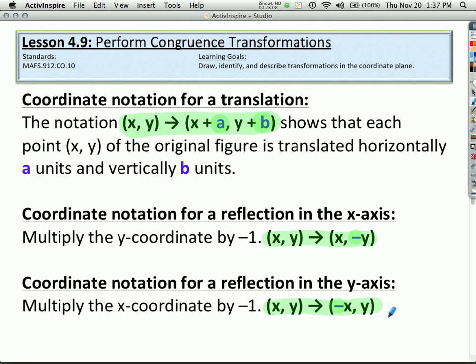Now, you're going to see some rotations in your homework, but I'm not going to touch on rotation in the lesson because you don't use coordinate notation for rotations. Rotations are a little bit different. Okay? Any questions so far about coordinate notation? Now we're going to start using it.